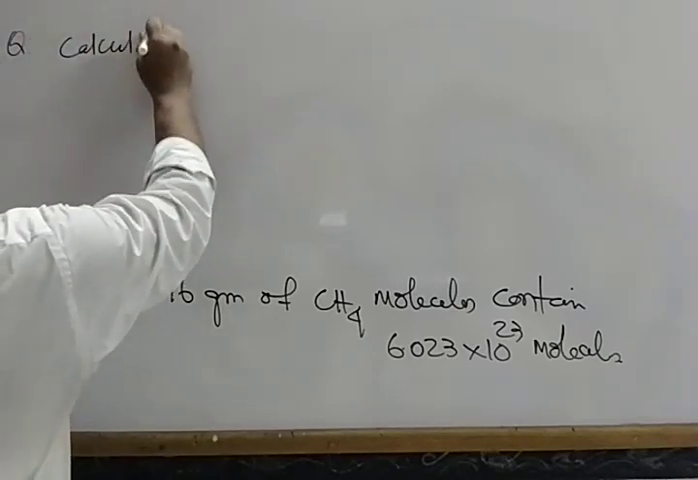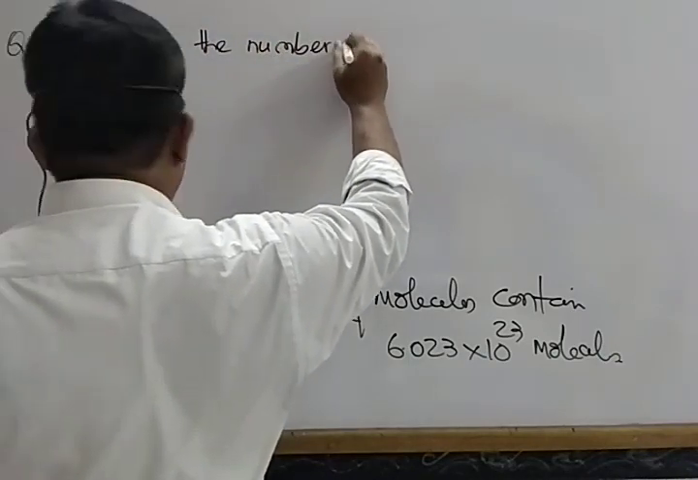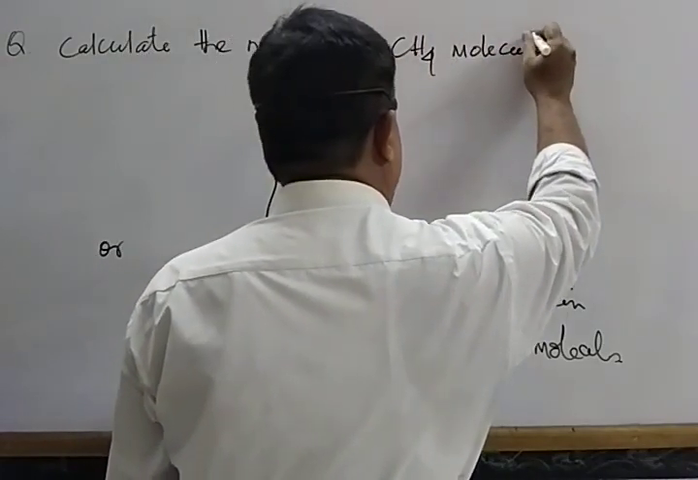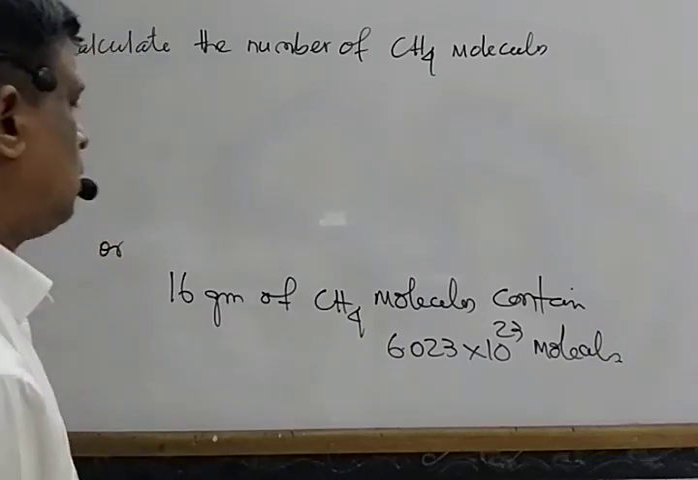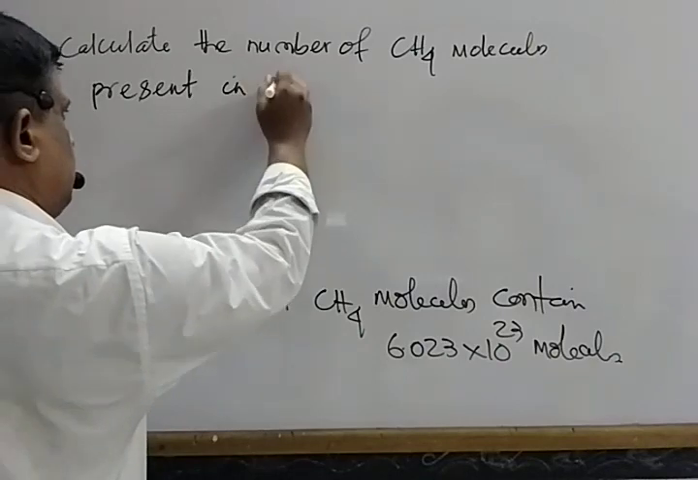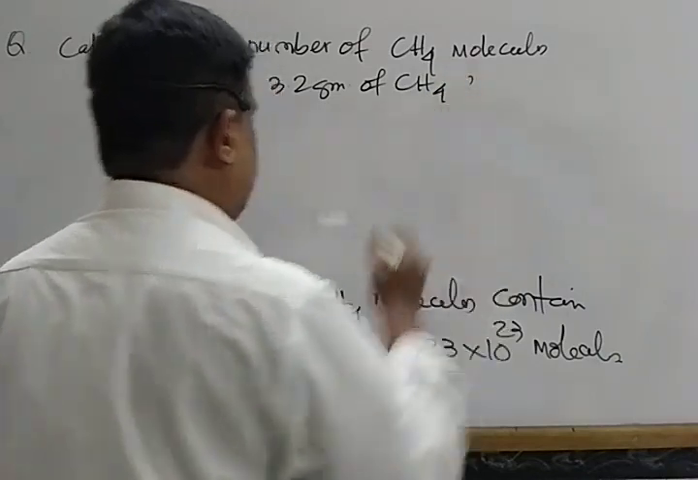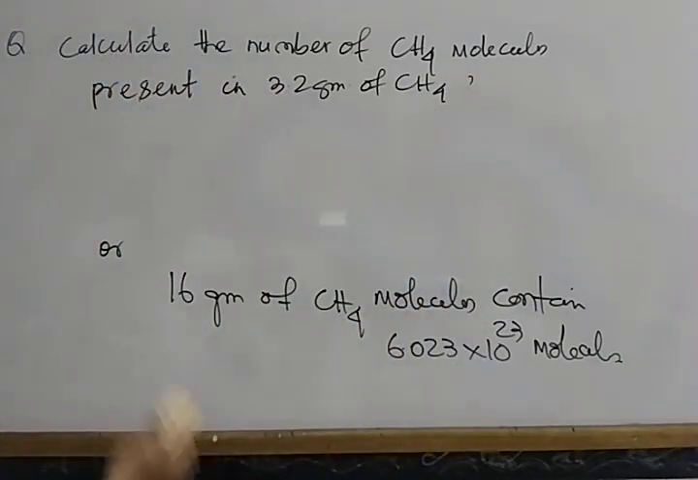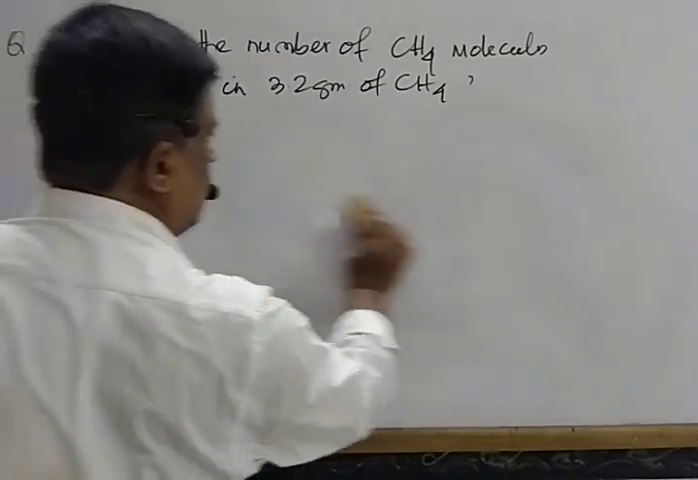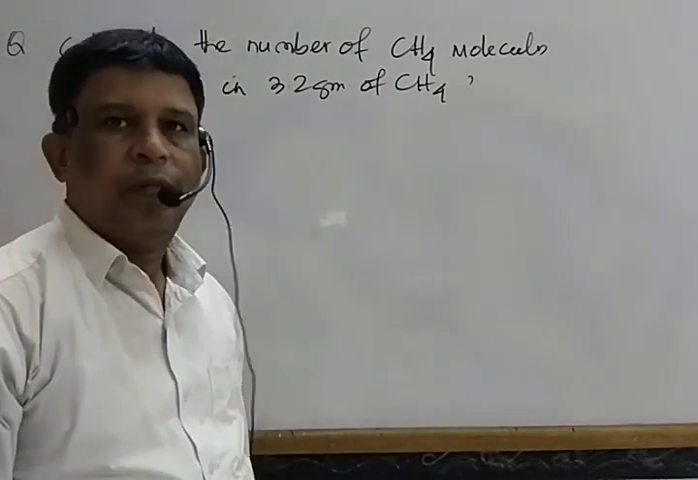Calculate the number of methane molecules. Calculate the number of methane molecules present in 3.2 gram of CH4. Mark that. A question is there. Mark the question. What is the question? Calculate the number of methane molecules present in 3.2 gram of methane.